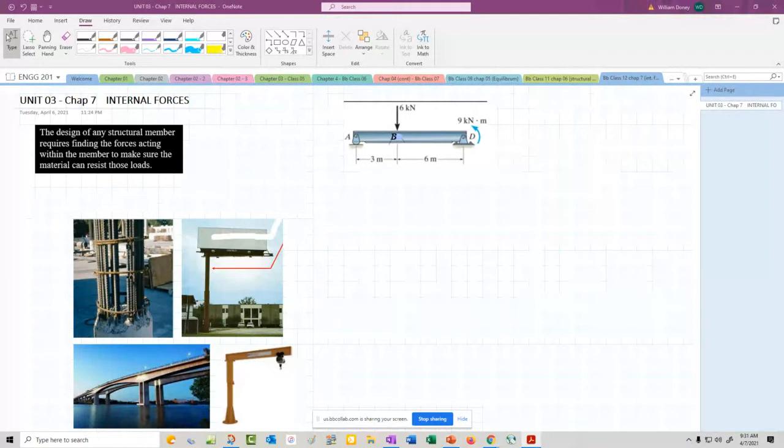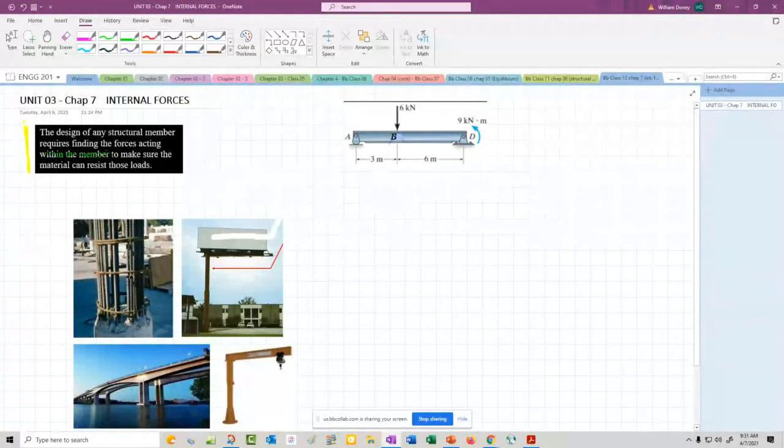So we're dealing with internal forces here in Chapter 7. Very important statement right up here. Design of any structural member requires finding the forces acting within the member to make sure the material can resist the load. And what we're talking about here is finding the forces acting within the member. So I'm going to highlight that.